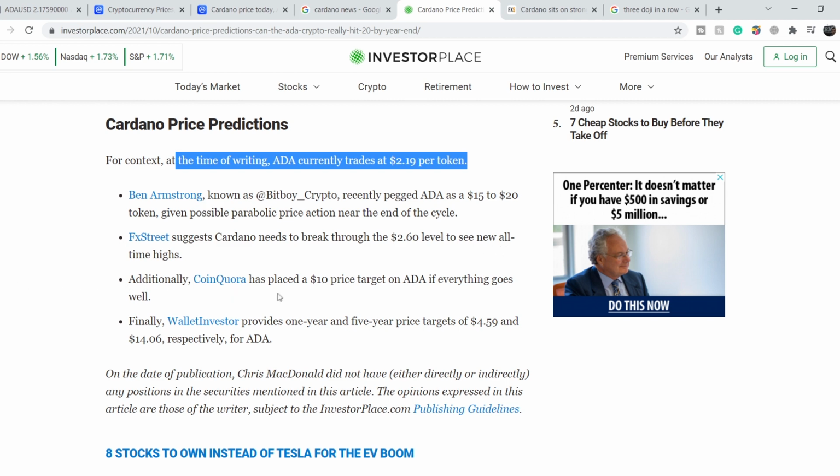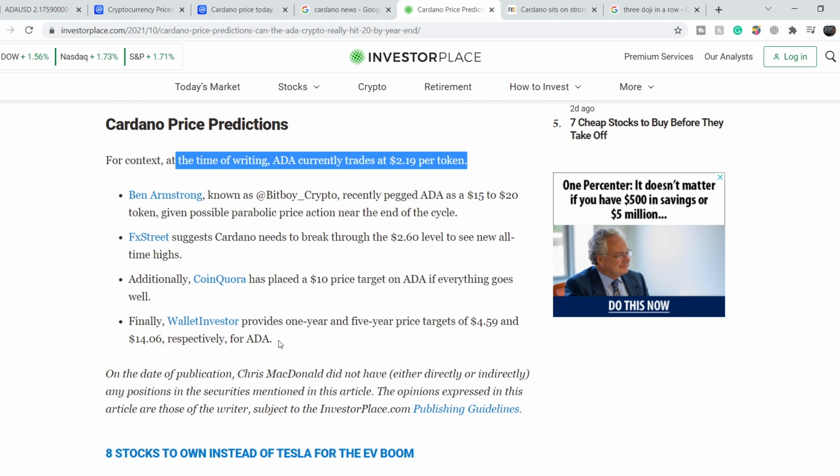Additionally, CoinQuora has placed a $10 price target on ADA if everything goes well. Finally, Wallet Investor provides 1-year and 5-year price targets of $4.59 and $14.06 respectively for ADA.